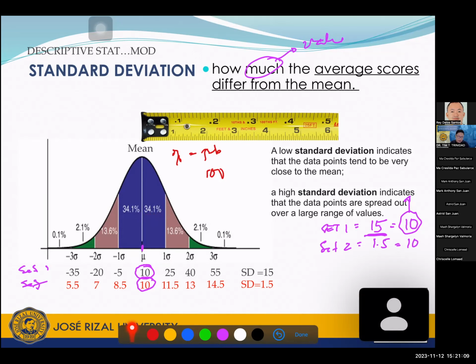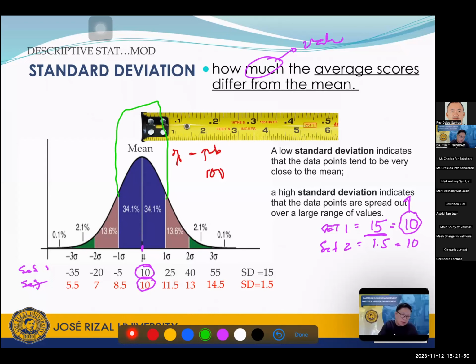34.1. And from 1 standard deviation to the next standard deviation, the value will be 13.6. And the outermost portion contains 2.1 or 2.5, these are just approximate. This is equally divided on both sides. So when I ask you what is the value between -1 and +1 standard deviation, 68.2%. So the value of this will be around 68%.